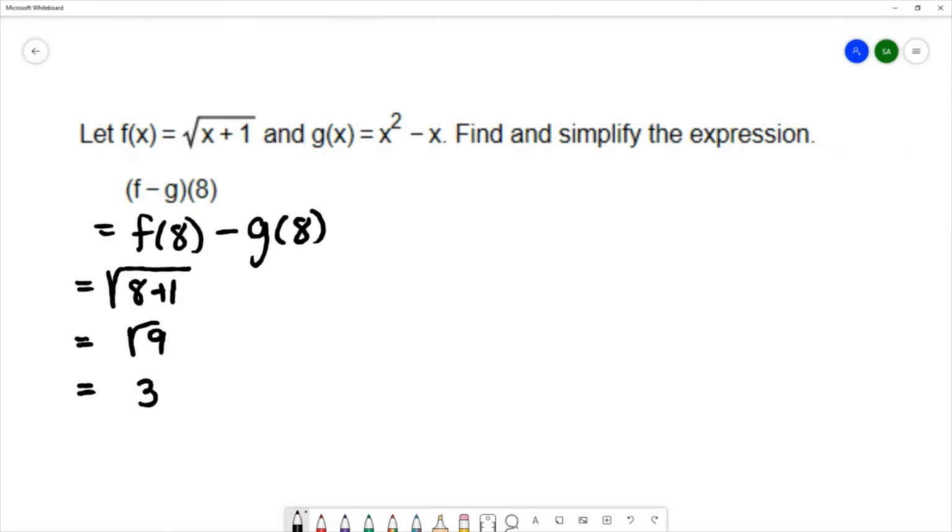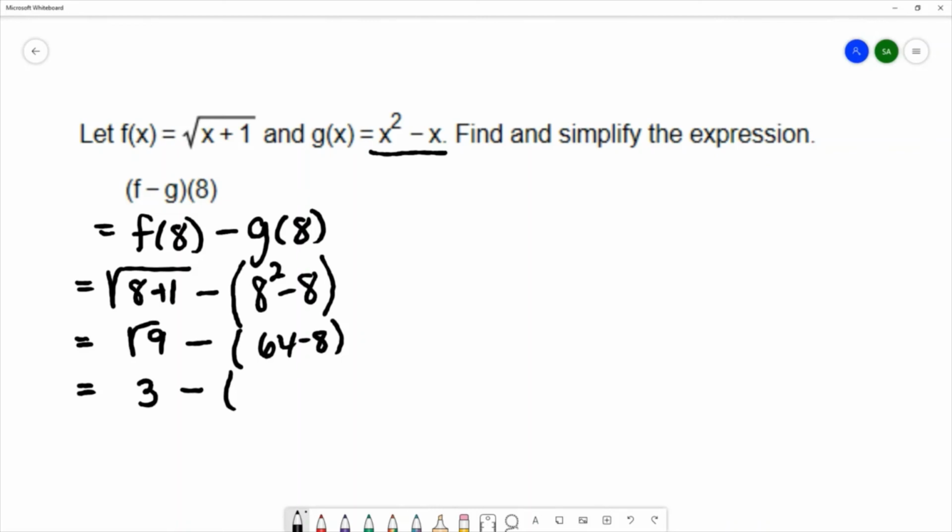We want to evaluate g at the value of 8. So we're going to substitute 8 into the function named g. That's 8 squared minus 8. And we need to make sure we subtract that whole expression. We're going to subtract 64 minus 8. And 64 minus 8 is 56. 3 minus 56 is negative 53. That's one way to find the value of this expression.